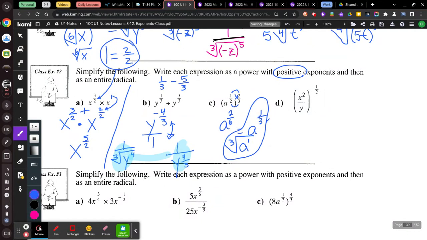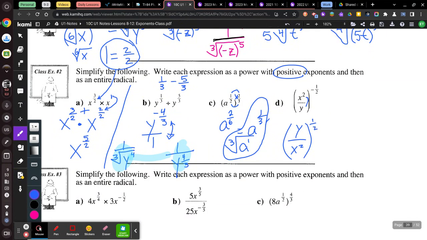Okay, on D, we've got to flip the inside. Whoopsie. It's not over 1. It is a fraction already. Because it's a fraction, we need to get rid of that negative exponent. So we're going to flip the inside. We're going to get y on top of x squared all to the 1/2.